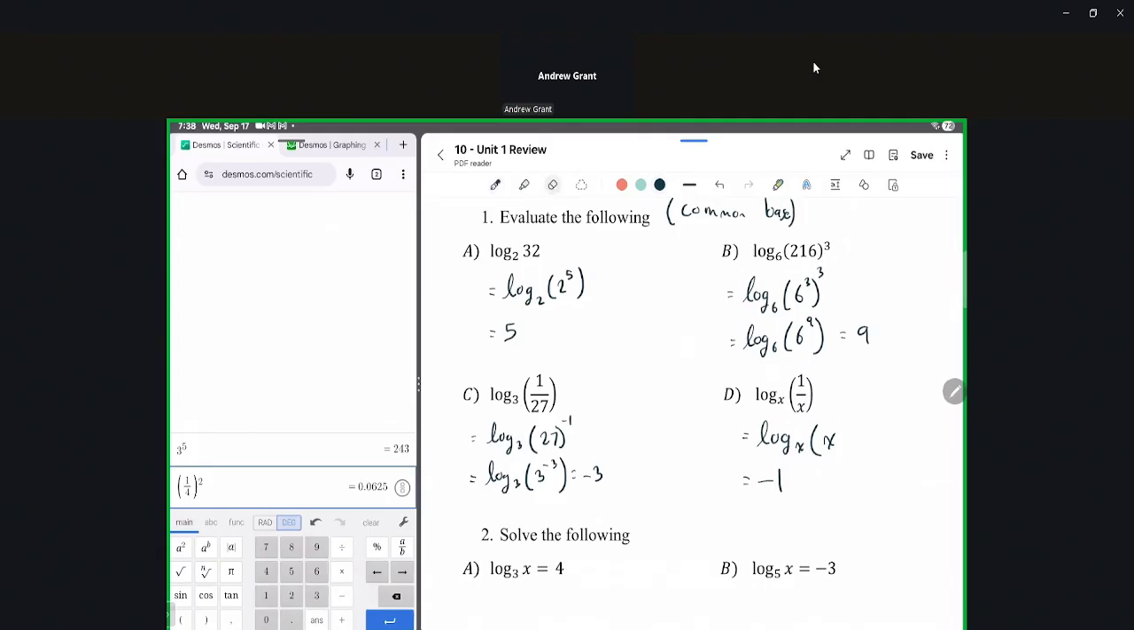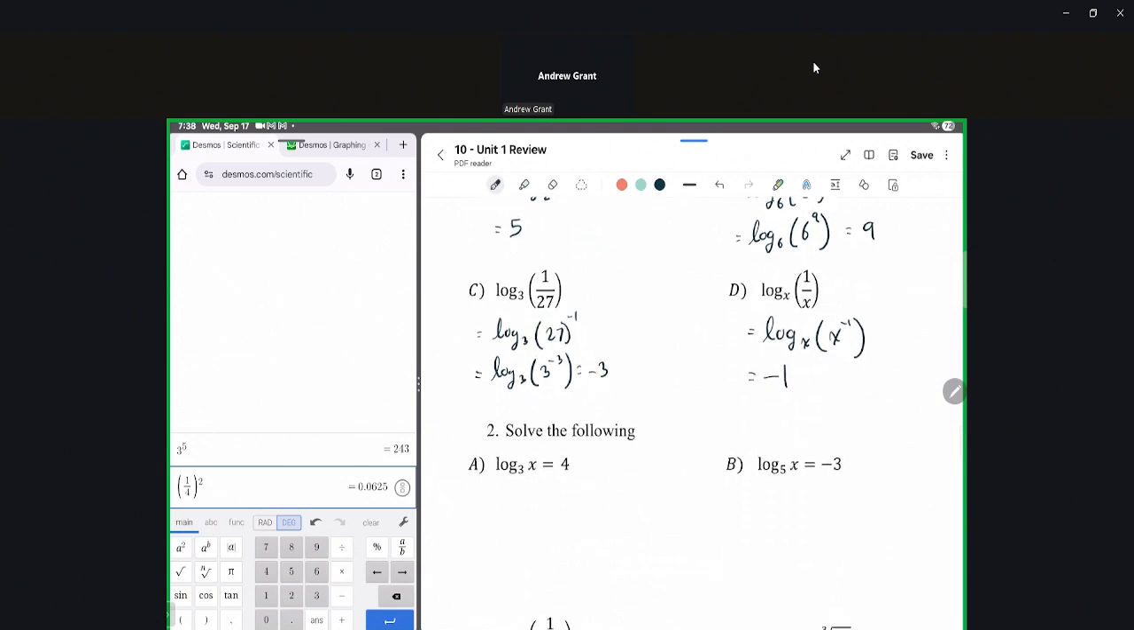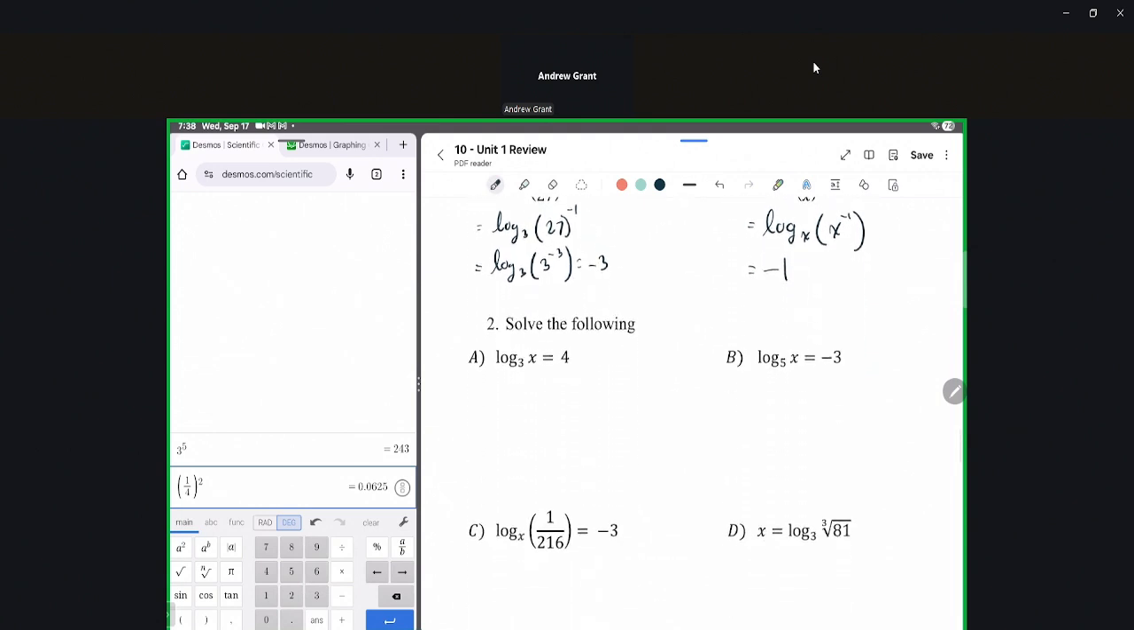Let's clean that up a bit. Okay, let's continue on. We're solving some logarithms here. So we have log base 3 of x is equal to 4. So let's use the exponential equivalent and rewrite this as 3 to the power of 4 equals that. So 3 to the power of 4 is equal to x. 3 to the power of 4 we know is 81.